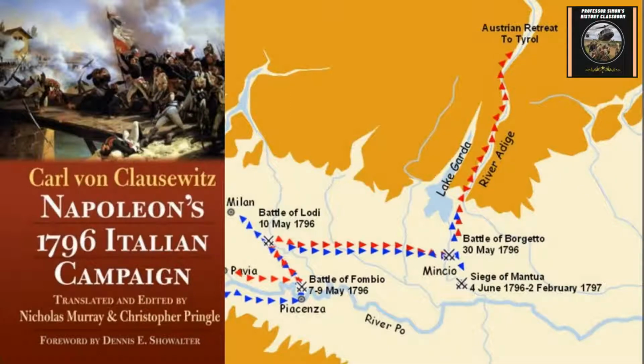There is a battle called the Battle of Lodi, you see there, May 10th, 1796. It's after that battle that Napoleon really starts to become a legend, and a lot of his troops start calling him the Little Corporal. From 1796 up to about 1812, 1813, Napoleon is almost unbeatable in battle. He loses very few battles over a period of about 15 years.